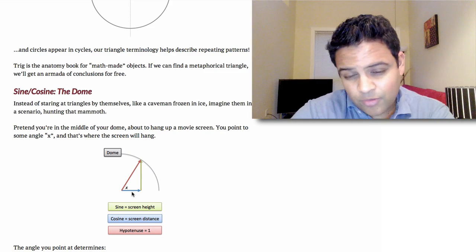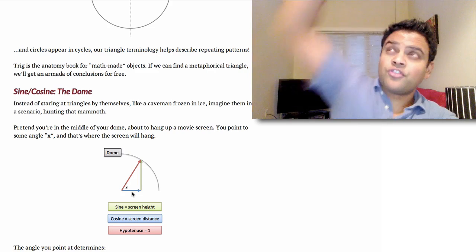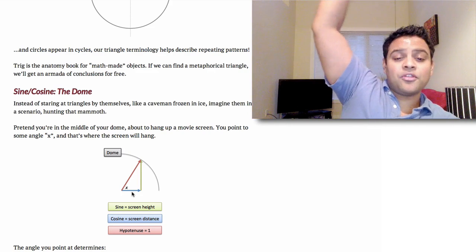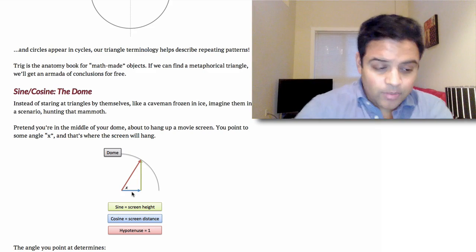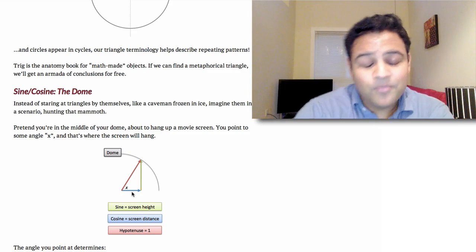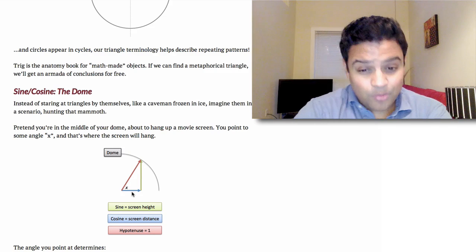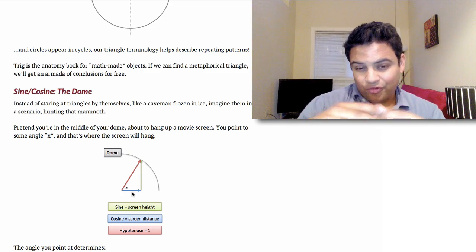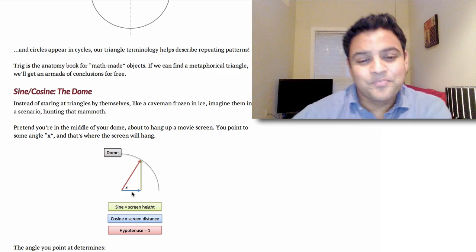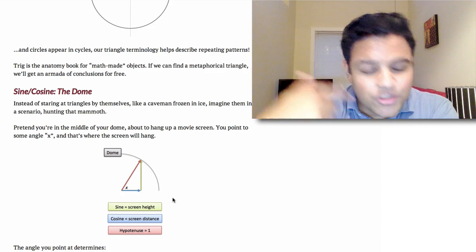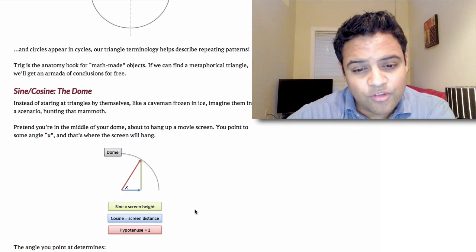If you want the biggest screen possible, what do you do? Well, you point straight up, because you're hanging it from the very top of the ceiling, and it'll be a huge screen. It'll be right on top of you, but it'll be a big screen. Or if you want the tiniest screen possible, you point straight ahead. And when you point straight ahead, it's actually right at the floor. There's no screen, but it is far away. So that's the visual insight I think of when I imagine sine and cosine.